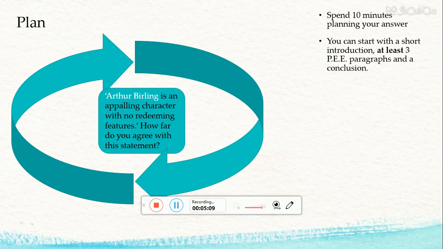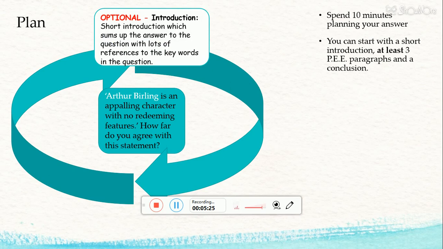You can start with a short introduction. You want at least 3 paragraphs. So point, evidence, explain, detailed paragraphs and a conclusion. Some of you may want to do more than 3 paragraphs, but your minimum is really 3. Now, the introduction is optional. So a short introduction which sums up the answer to the question with lots of references to keywords in the question. People can waste time with that introduction, waffle, and not really answer the question. So be warned, keep it short if you're going to use one, and ensure you refer to the question as much as possible.